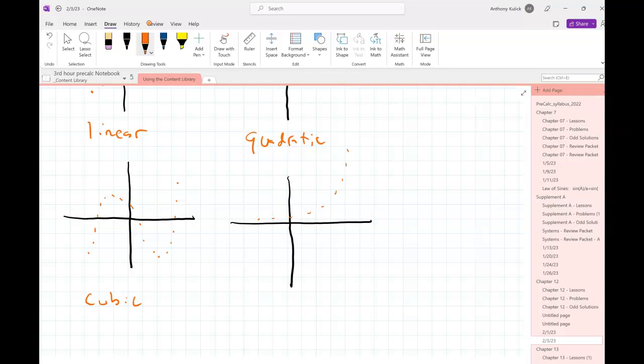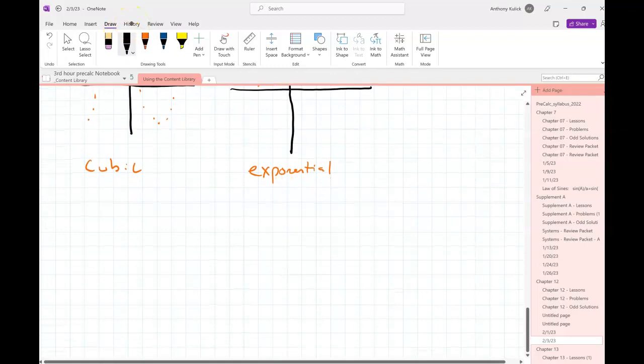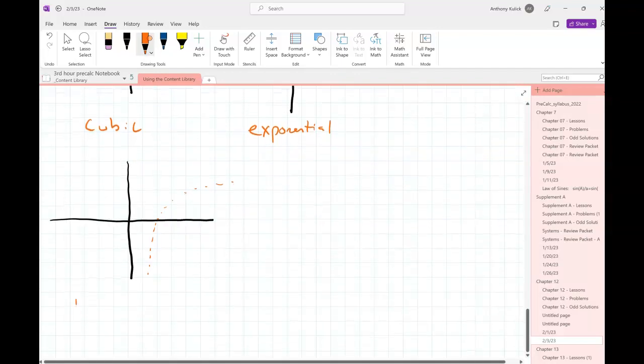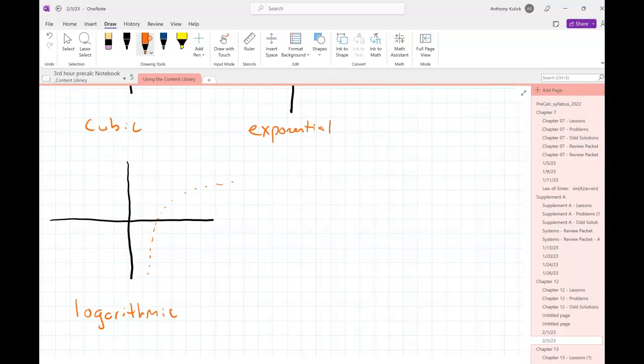What about one like this? Some of this is probably going to be hard because we didn't get very far last year in Algebra 2. Exponential. This should be exponential. Power. Well, maybe, but this would be logarithmic. We haven't done power yet for a reason.